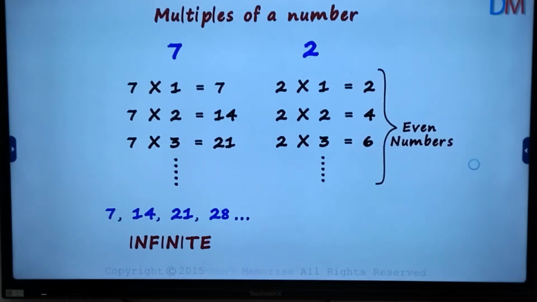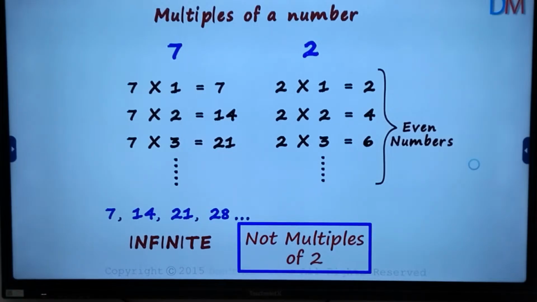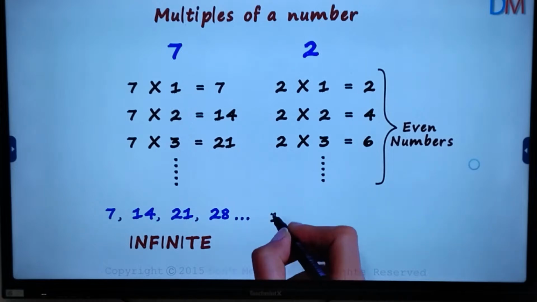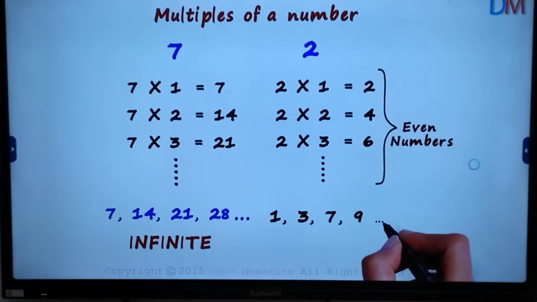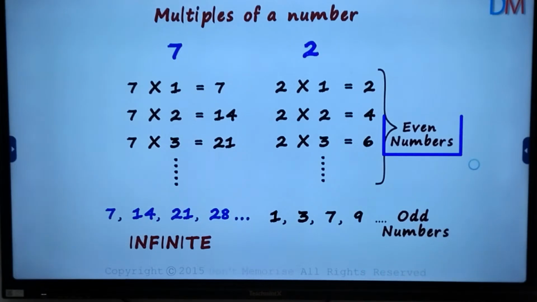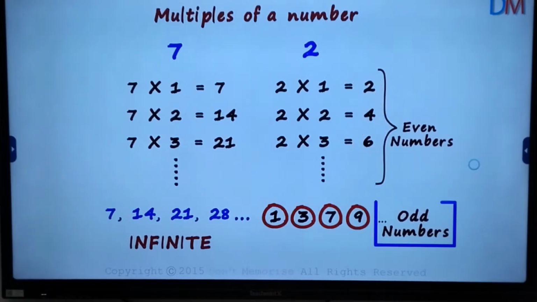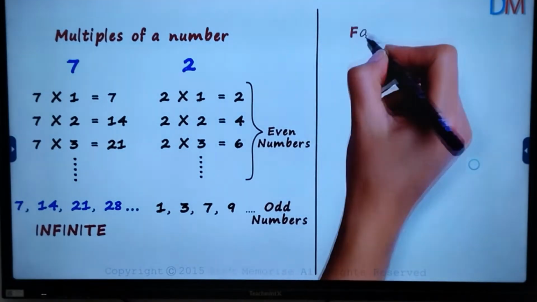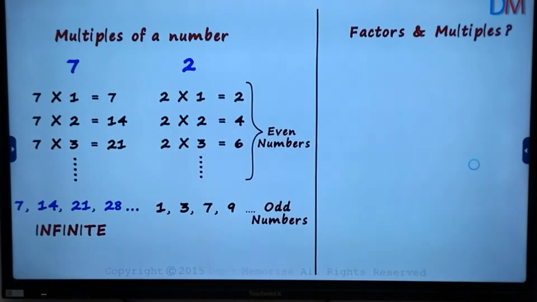And what about the numbers which are not multiples of 2? The numbers which are not multiples of 2 are called odd numbers. So the numbers 1, 3, 7, 9, and so on are odd numbers. This concept of even and odd numbers is very important no matter which grade you're in. Multiples of 2, even; non-multiples of 2, odd. And now we come to a very interesting question. How are factors and multiples related?